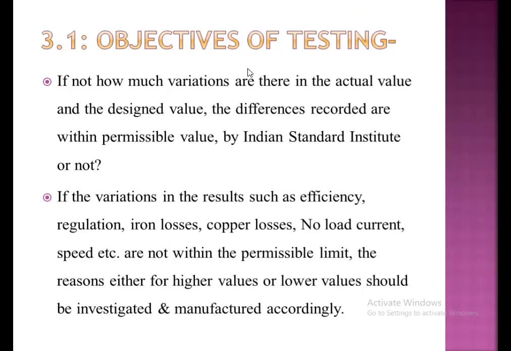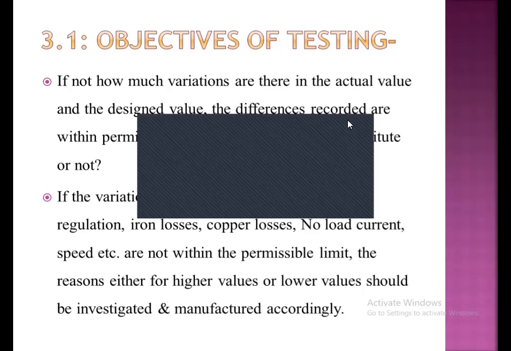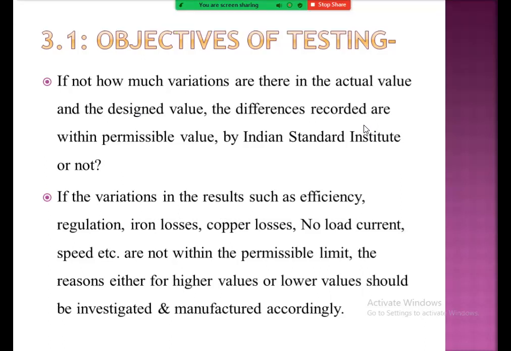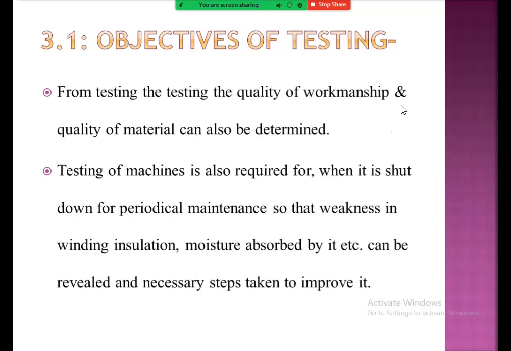If the variation in the results such as efficiency, regulation, iron loss, copper loss, no load current, speed, etc. is not within the permissible limit, the reason for either higher or lower values should be investigated and the machine manufactured accordingly. From testing, the quality of workmanship and quality of material can also be determined.